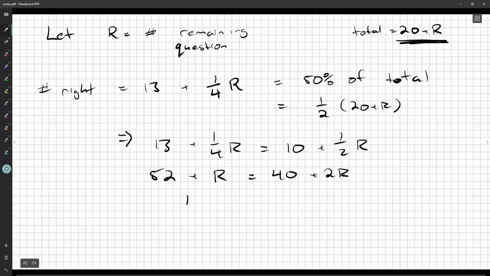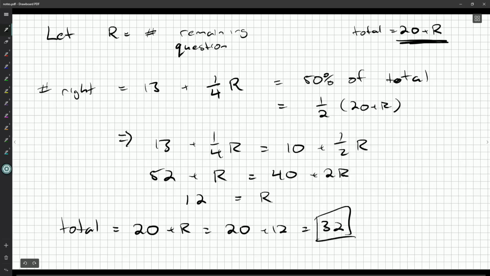Bring the 40 over to this side, we'll get 52 minus 40 is 12, and cancel out an R on both sides. 12 is R, and so what do we want? We want in total 20 plus R, or 20 plus 12, 32 questions. So there's going to be 32 questions on this test.